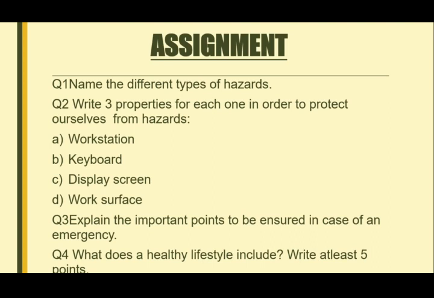Now comes the assignment part. First question says, name the different types of hazards. This we have discussed: physical, chemical, biological and mechanical. You can write down their examples also.